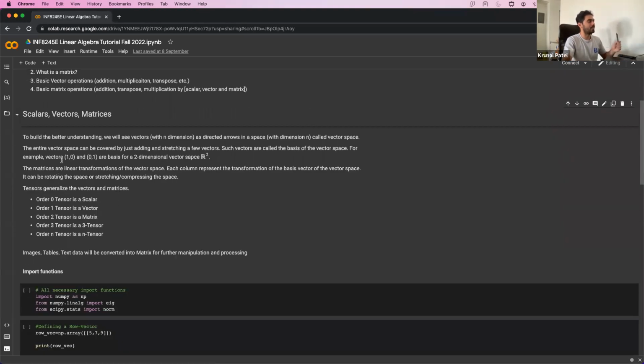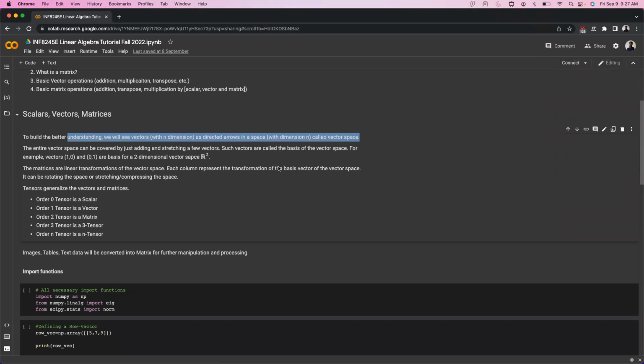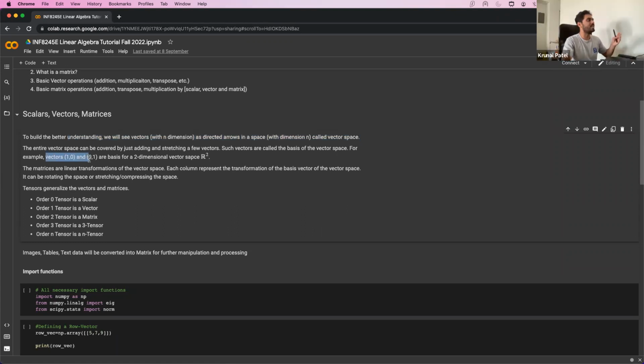So we already saw what a vector is and what a vector space is, and we also saw that we can basically define an entire vector space with just a bunch of vectors, which are called the basis vectors. So in a two-dimensional vector space, which is R2, we have standard bases as (0, 1) and (1, 0), right? So those are my standard bases, and matrices, as I said, are the linear transformations of the vector space.